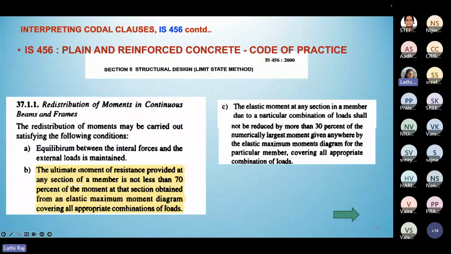So when you are designing any beam, if it is a simply supported beam, you have only span moment. So simply supported beam, what is the support moment? That you can tell me at least. Come on, at least that you should tell me. Come on.